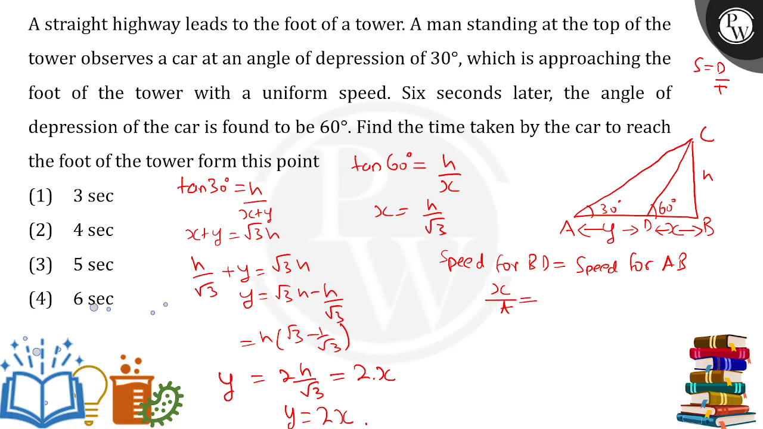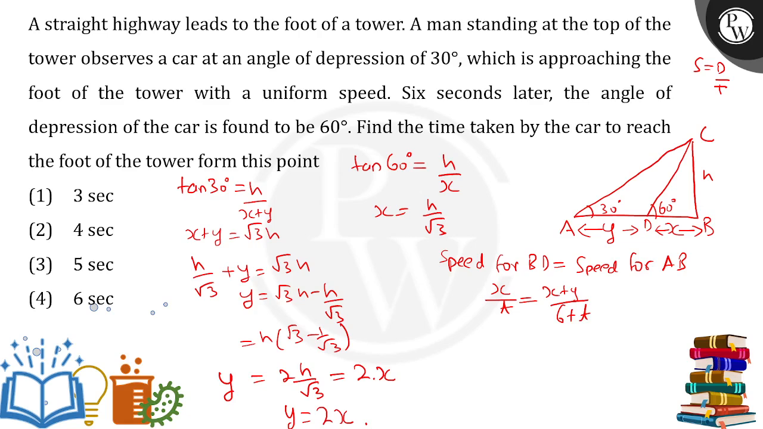For AB the distance is x plus y, and the time in this case will be, I know the time taken from A to D. The time taken from A to D is 6. So 6 plus t, the extra t we will have from B to D. We have the relation. We have t over here. We have x and y over here. You have the relation of x and y as well.